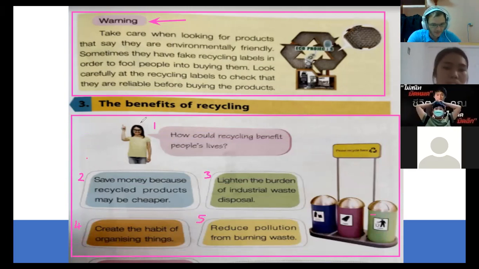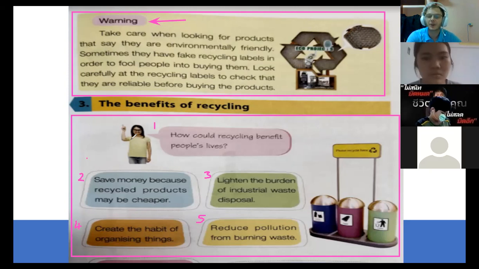So number 1, how could recycling benefit people's lives? Save money because recycled products may be cheaper. Also lighten the burden of industrial waste disposal. Create the habit of organizing things. Reduce pollution from burning waste.